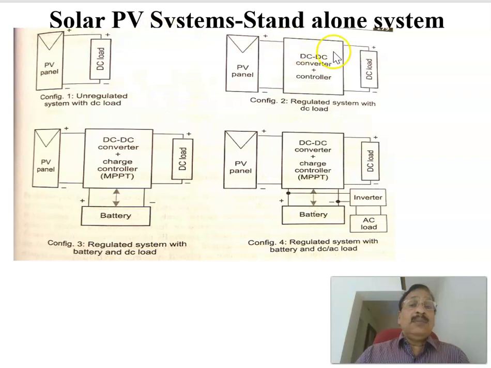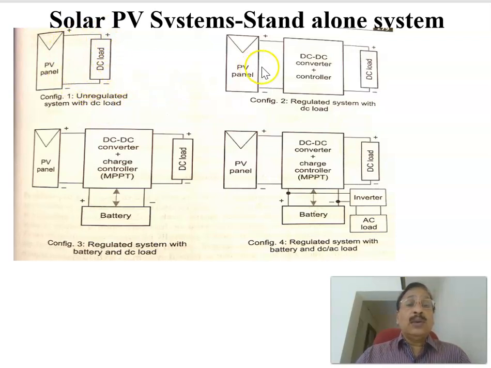Now let us see different configurations or connections of the standalone type solar PV system. In this one, 4 types are explained. Here PV panels are connected to the DC load. This is the unregulated one. There is no regulation depending upon the solar insolation. The output power as well as voltage will be changing. Therefore, it's an unregulated system with a DC load, the first one.